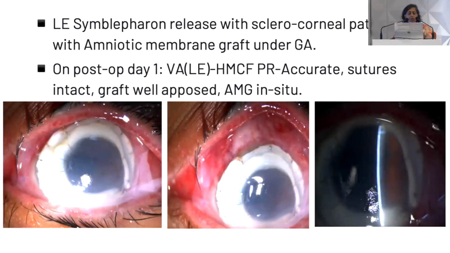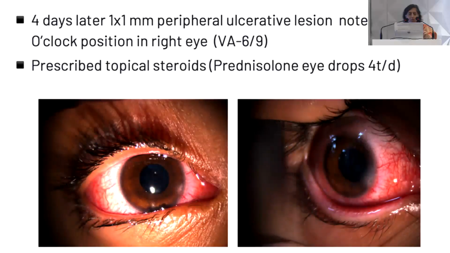And this is how the patient looked initially after the first surgery. On the post-op day, the eye was stabilized, the sutures were intact, and so on. Four days later, she developed this peripheral ulcerative lesion in the other eye.